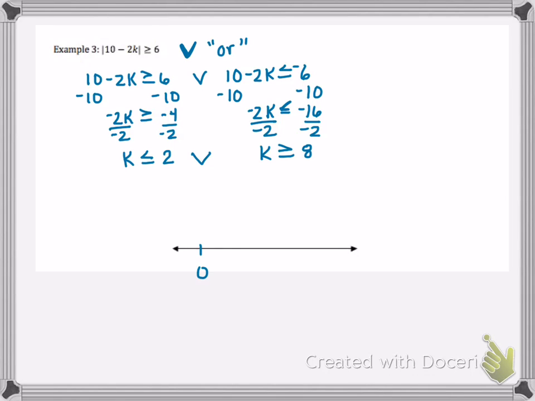I just like to put 0 on as a reference. And 2 and 8 would go there. And so as I'm graphing that, I need things that are less than or equal to 2. So I want a closed circle on 2, and less than means shading to the left. Or I want the values that are at 8 or greater than, so shading to the right.